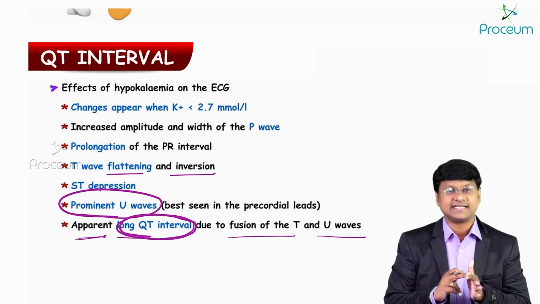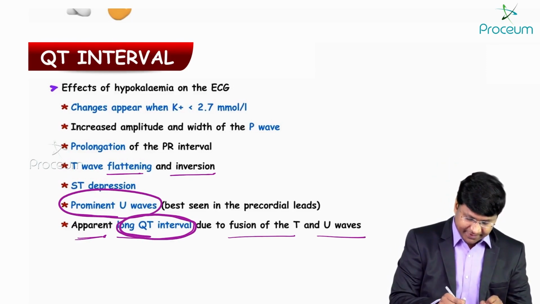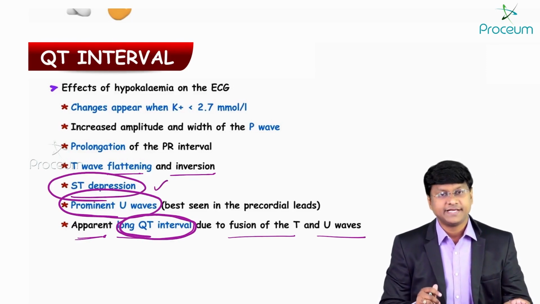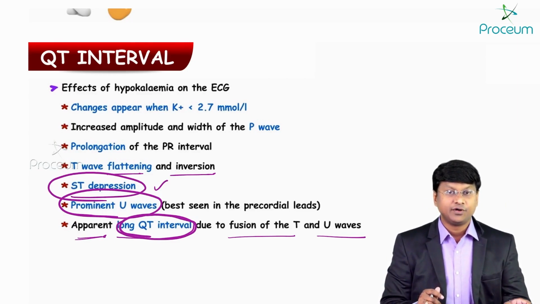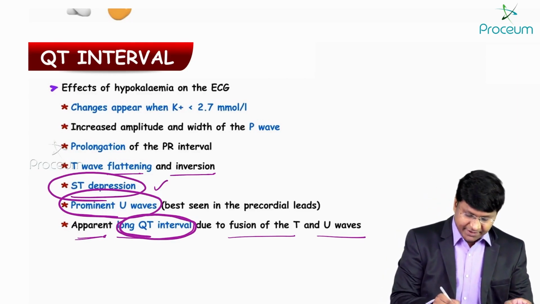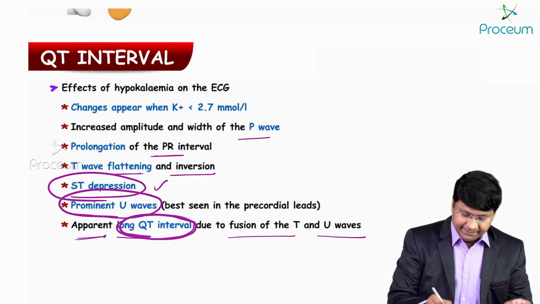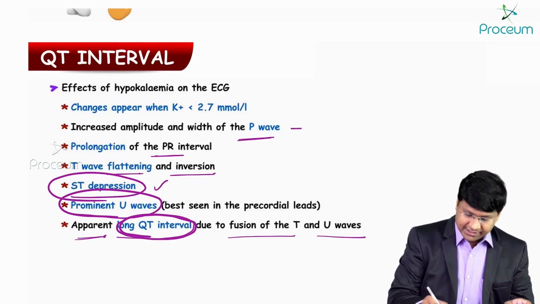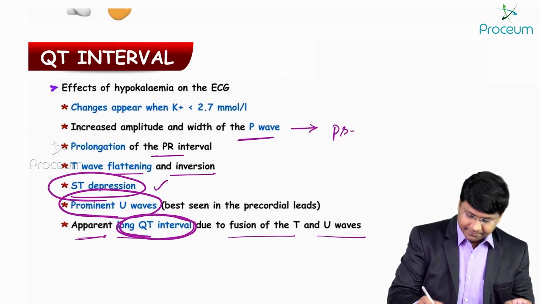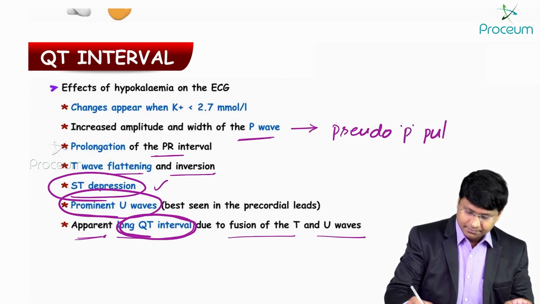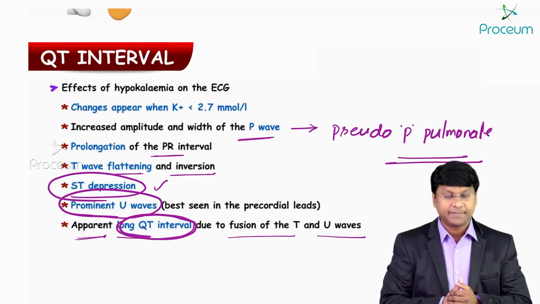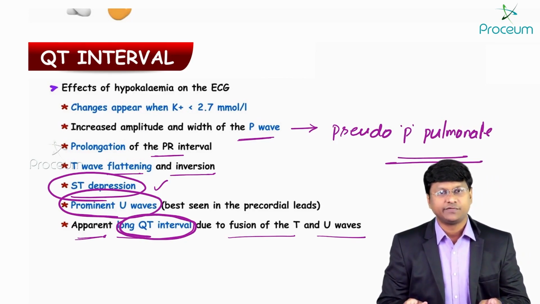Then if you take the ST segment, the ST segment will be depressed. Then you take the PR interval. The PR interval is also prolonged in patients with hypokalemia, and there will be an increase in the amplitude of the P wave, which we call pseudo-P-pulmonale. So that is what you will see in case of hypokalemia.